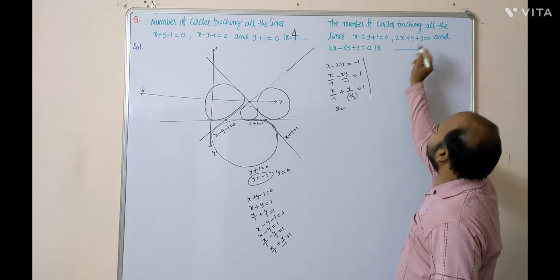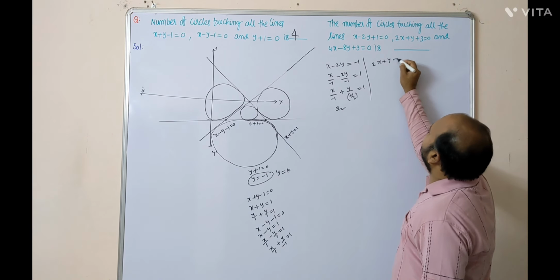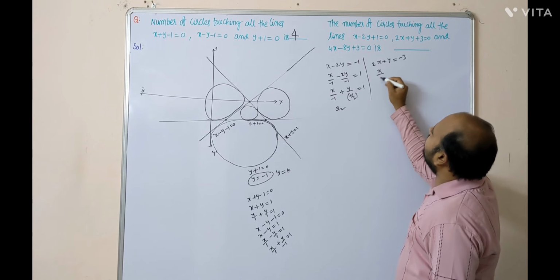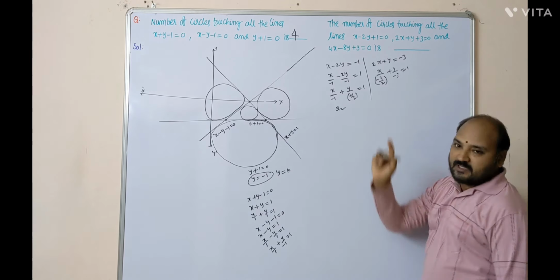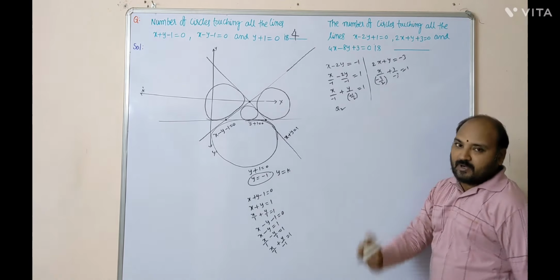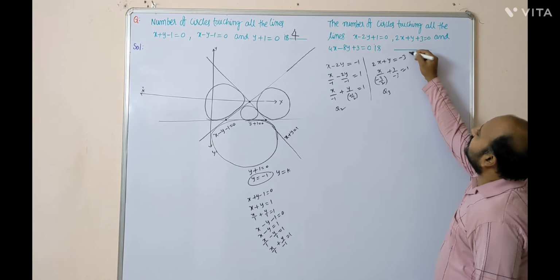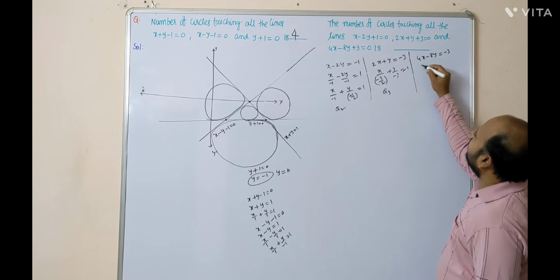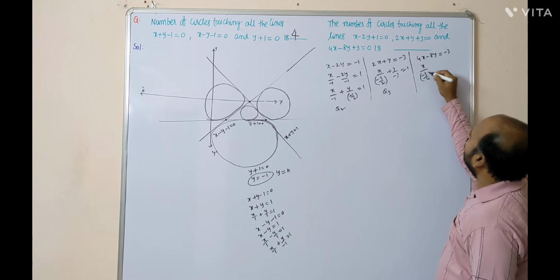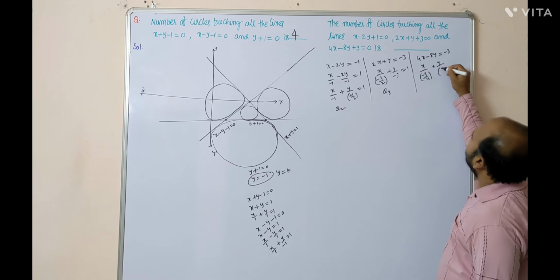Next, 2x plus y equal to minus 3. Dividing by minus 3, x by minus 3 by 2 plus y by minus 3 equal to 1. I am writing the direct step. Both are negative intercepts, so it will be in quadrant 3. Come to the third one: 4x minus 8y equal to minus 3. Dividing by minus 3, x by minus 3 by 4, minus minus cancel, y by 3 by 8.